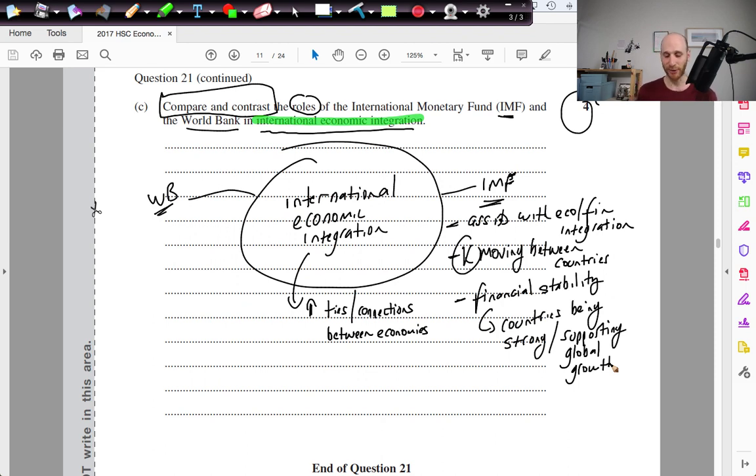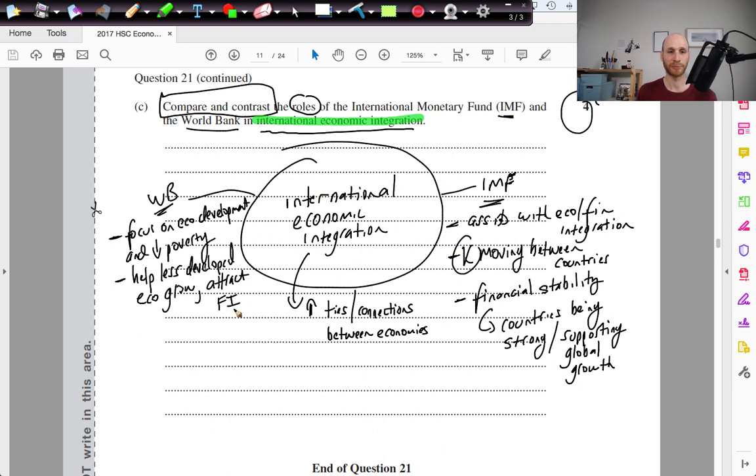Let's think about the World Bank. The World Bank is focused on economic development and reducing poverty. And so we can think about, well, why is that going to assist with international economic integration? The World Bank is there, helping less developed economies grow, attract foreign investment, and boost their ability to trade, which can then help them increase their links with wealthier economies as part of international economic integration. And maybe some negatives in terms of international economic integration.